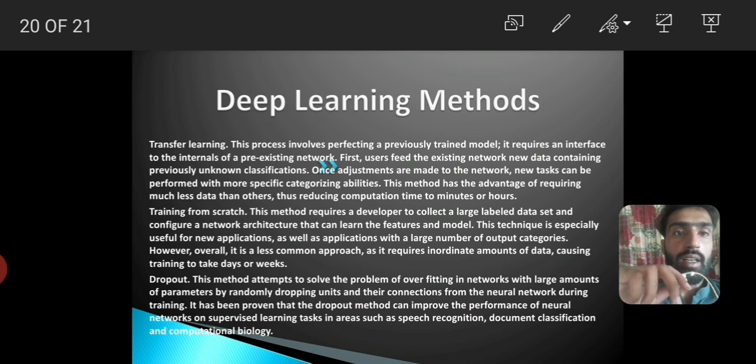Dropout. This method aims to solve the problem of overfitting in networks with a large number of parameters by randomly dropping units and their connections from the neural network during training. It has been proven that the dropout method can improve the performance of neural networks on supervised learning tasks in areas such as speech recognition, document classification, and computational biology.